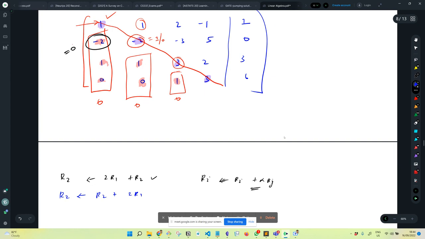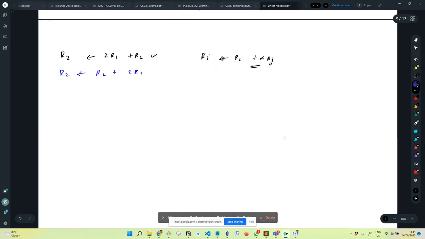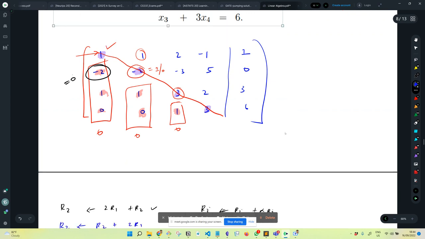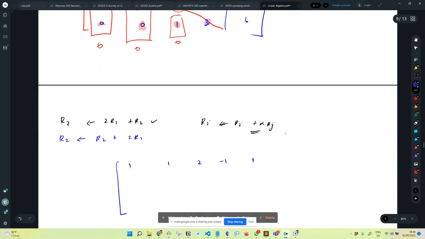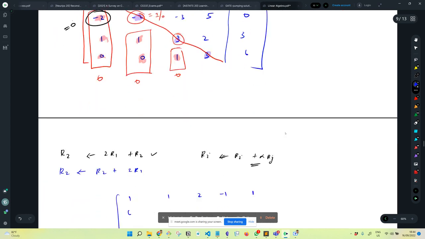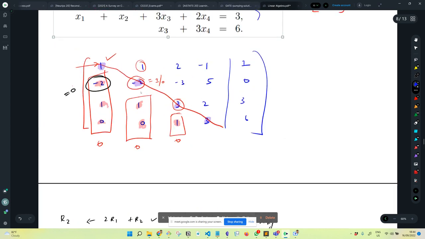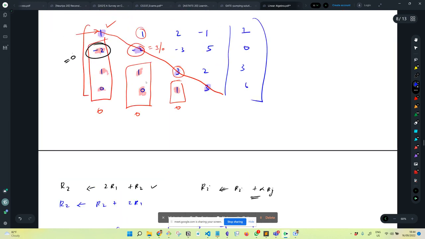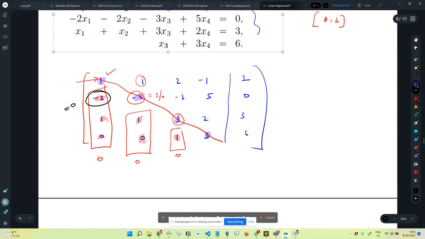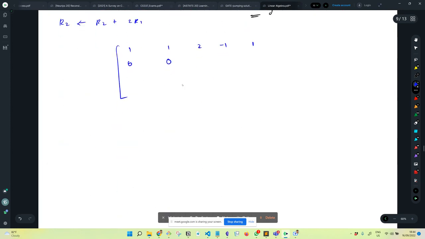I will obtain the matrix 1, 1, 2, minus 1. Again 1 here. Now, when you do R2 equals R2 plus 2 R1, you will get 0. R2 plus 2 times R1 will be, this will be again 0. Then this will be minus 3 plus 4, right? Which will be 1.